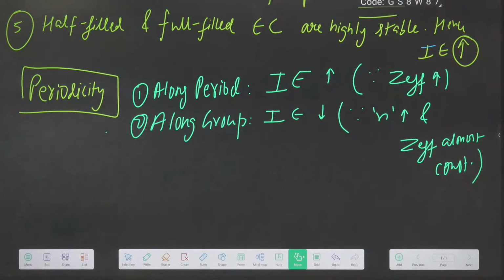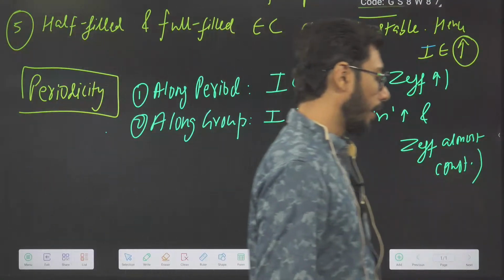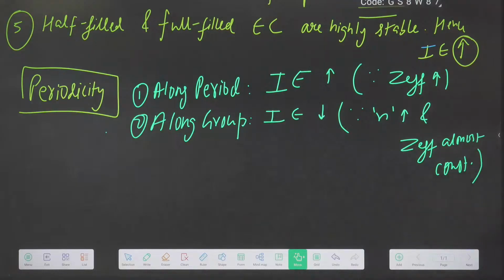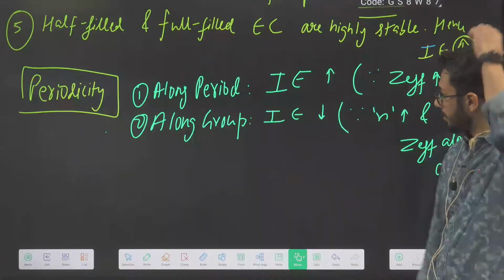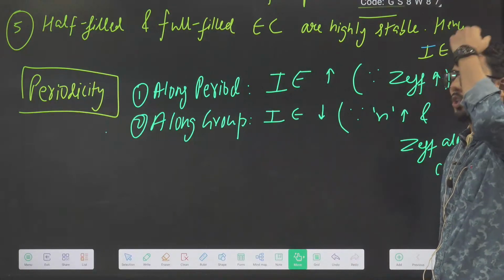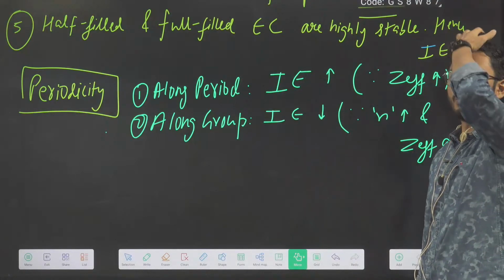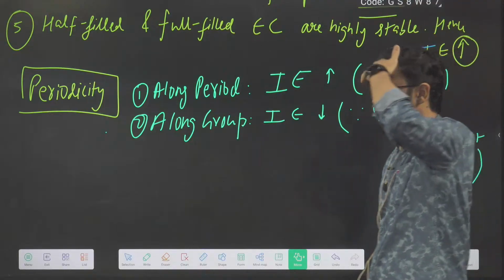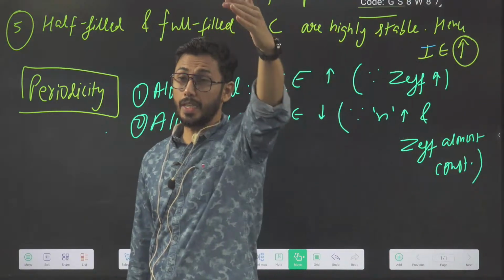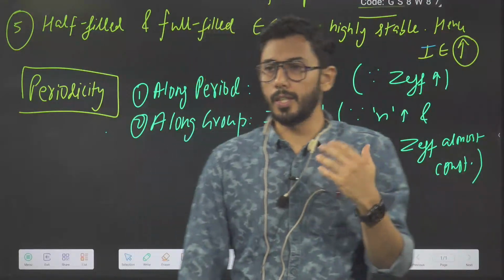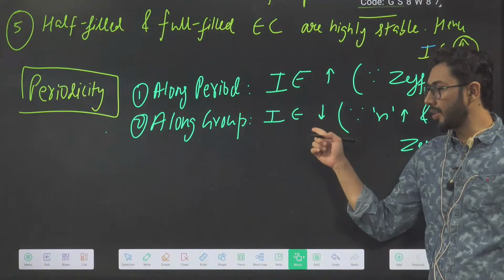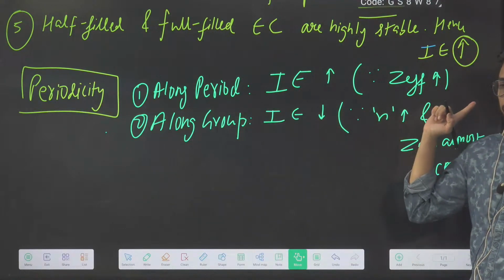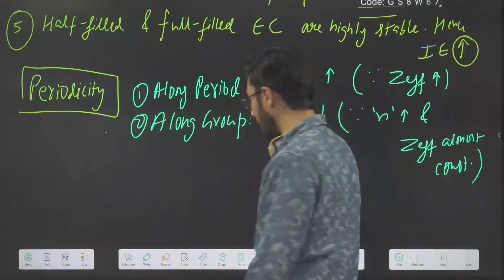Till this point getting it? Periodic trend along the period, along the group. IE generally increases along the period because Z effective increases. Along the group, top to bottom, Z effective is almost constant and shells keep on increasing, inner core electrons increasing, distance of the electron from the nucleus increasing, so less energy is required to remove the electron. It is the meaning of periodicity.